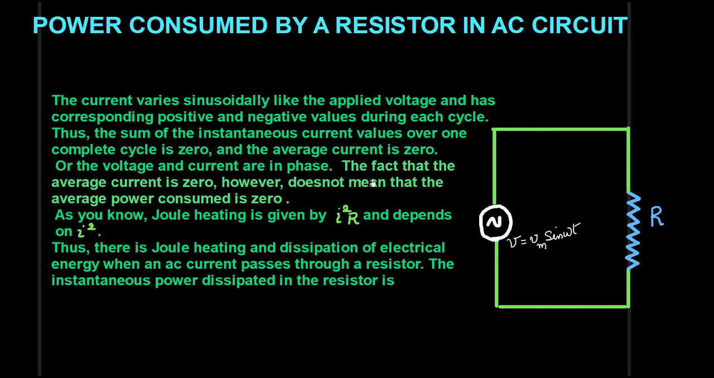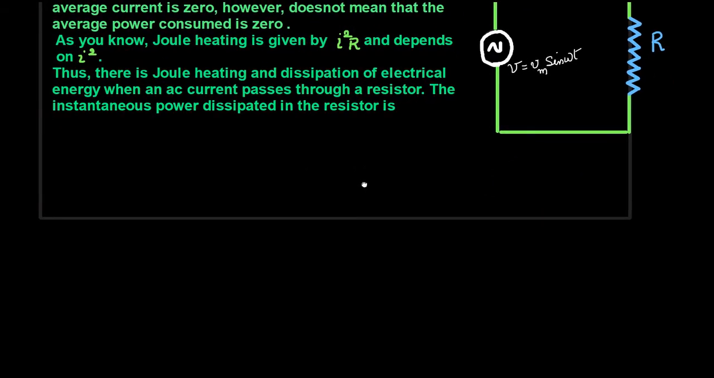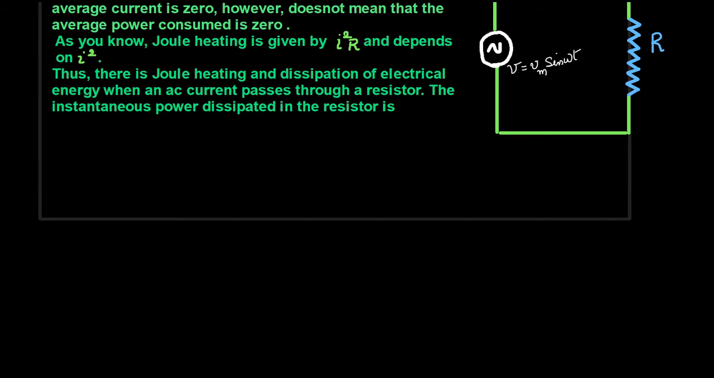The fact that the average current is 0, however, does not mean that the average power consumed by the resistor is 0. As you know, the Joule heating is given by I squared R, where I is the current passing through the circuit. Thus, there is Joule heating and dissipation of electrical energy when AC current passes through a resistor.